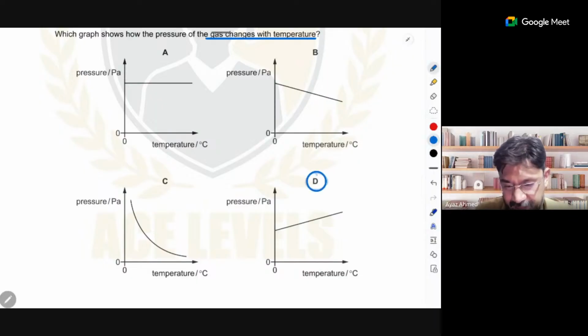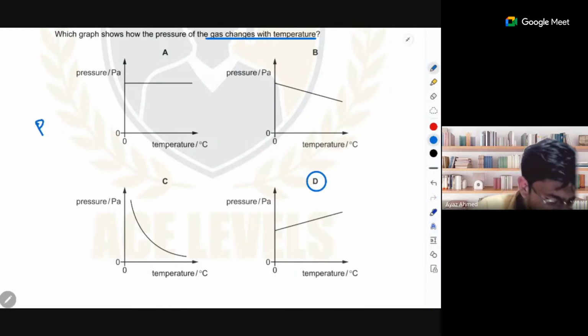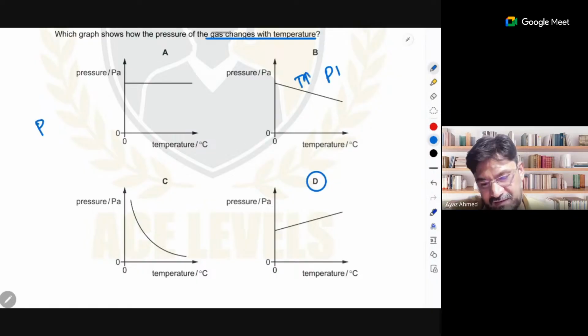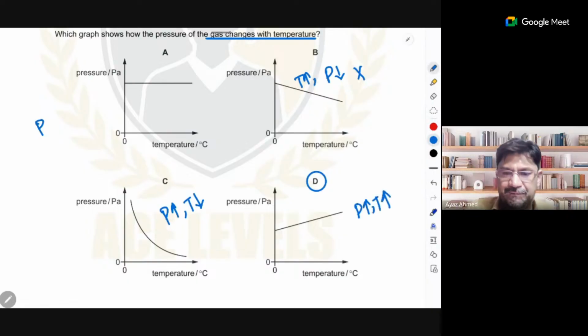D. Okay, because the other graphs show that pressure and temperature are not directly proportional to each other, that they do not change with each other. Here it says that as temperature increases, pressure decreases, which is false. Here, as pressure increases, temperature decreases, which is also false. So as pressure increases, temperature increases, this is true.